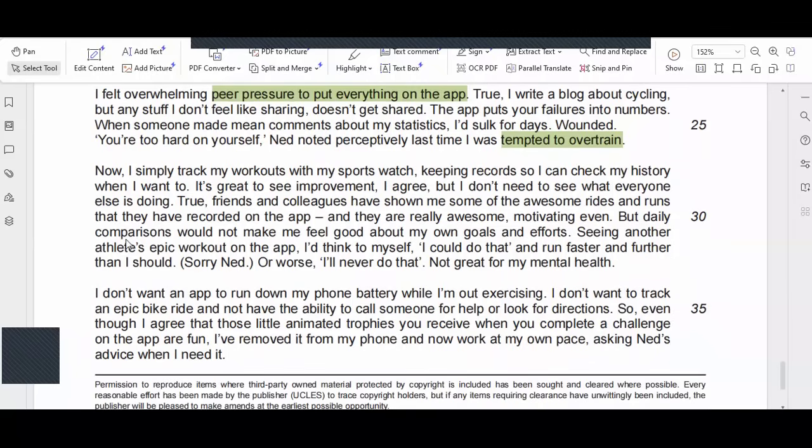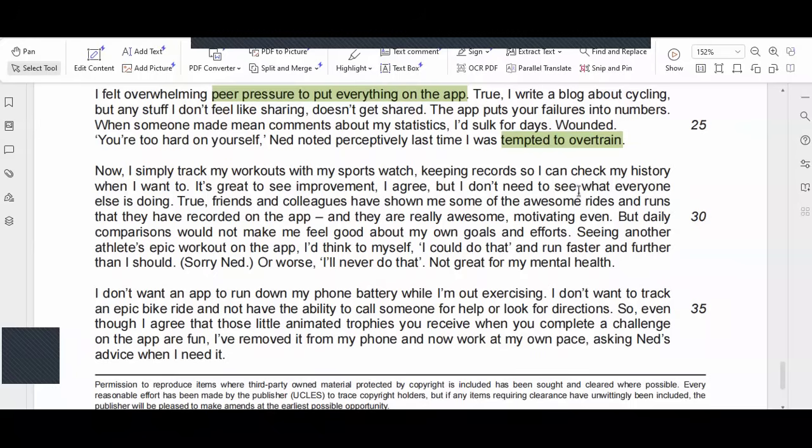Okay, second last paragraph says that now I simply track my workouts with my sports watch, keeping records so I can check my history when I want to. It's great to see improvement, I agree, but I don't need to see what everyone else is doing. So what everyone else is doing, that means the data that has been shared on the app is a sort of discouragement for the other people.